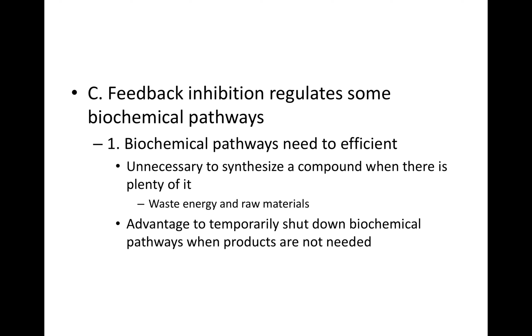Okay. Now, in order for biochemical pathways to be efficient, we probably had some feedback inhibition to help regulate it. Your cells don't always need to make a compound when there's plenty of it. So you're just going to be wasting energy and raw materials. So it has to be regulated. And obviously this is going to be an advantage. You're just going to shut down production until the products are needed, and then you can jumpstart them up again.